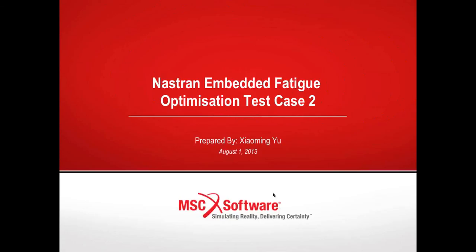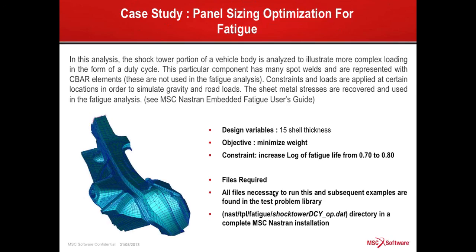The second optimization example is slightly different. It's more of a conventional optimization procedure, where the example that we're looking at is a shock tower in a car which has multiple elements to the overall part. In fact, it has 15 different panels, each with its own thickness, and the objective is to see whether or not the thicknesses of those panels could be reduced. So we want to minimize panel thickness and overall weight. But at the same time, we want to improve our fatigue life a little bit. So we want to improve the log of fatigue life from 0.7 to 0.8.